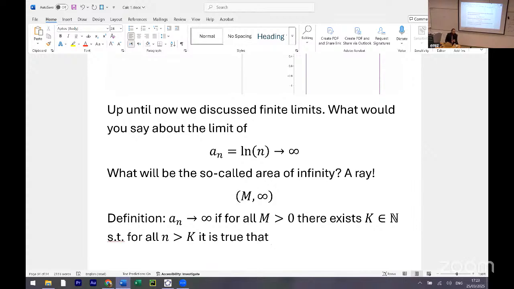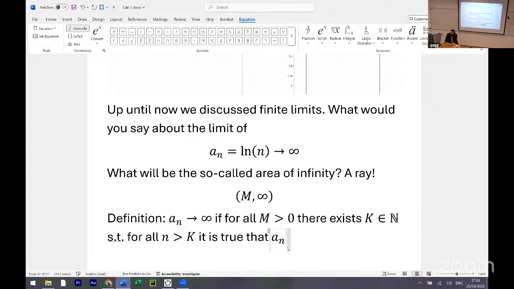So up till now we say for all M there exists an index such that after this index, what happens to the sequence? Where do you expect to find the elements of the sequence? Tell me that algebraically. So what is the inequality that I write here? Yes. a_n is bigger than M. That's all. That's within the ray. That's exactly what Sammy said.